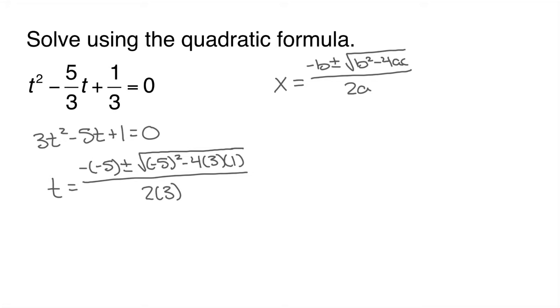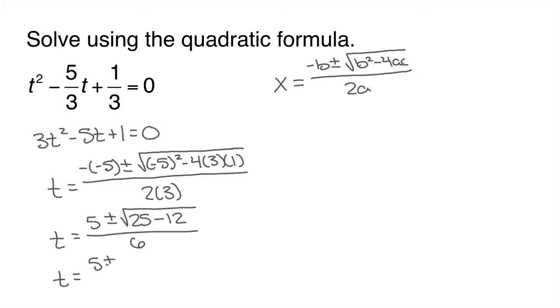Now we simplify. We have t equals 5 plus or minus the square root of 25 minus 12 all over 6. Subtracting in the radical, we have t equals 5 plus or minus the square root of 13 all over 6.